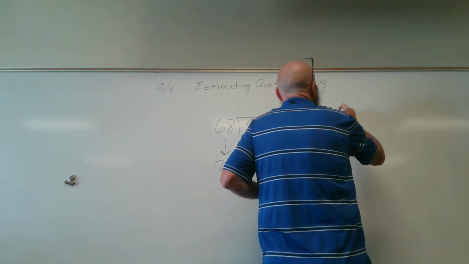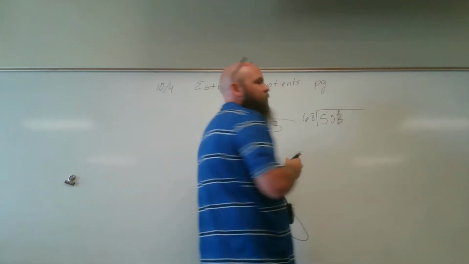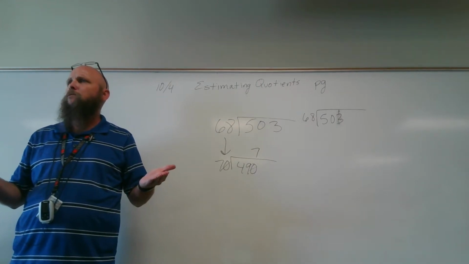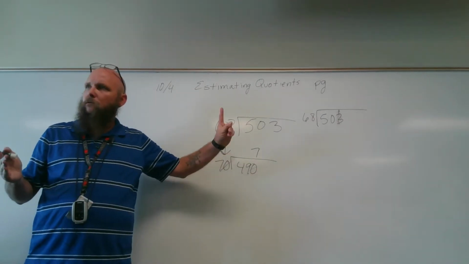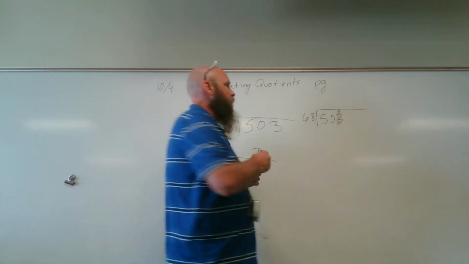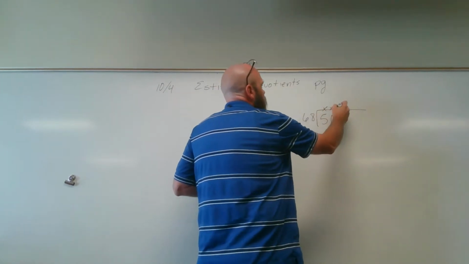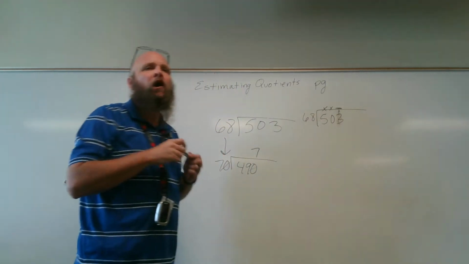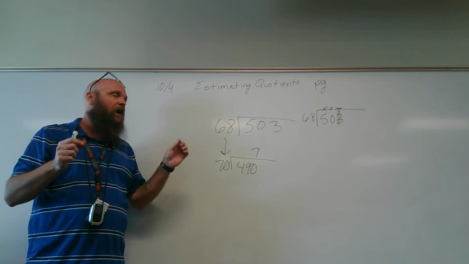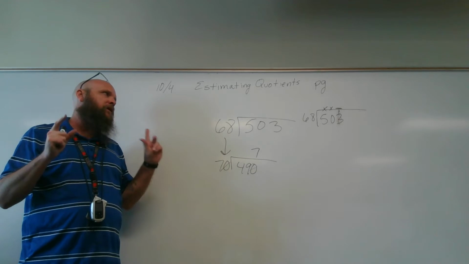So I have 503 divided by 68. So let's go step by step, Ethan. How many digits do you think is going to be in your quotient? 1 digit. Good. Okay? Because 68 is not going to go into 5. 68 is not going to go into 50. 68 will go into 503. I'm going to have a 1-digit quotient. I may have a remainder. But right now, my whole number in my quotient is only going to be 1 digit long.